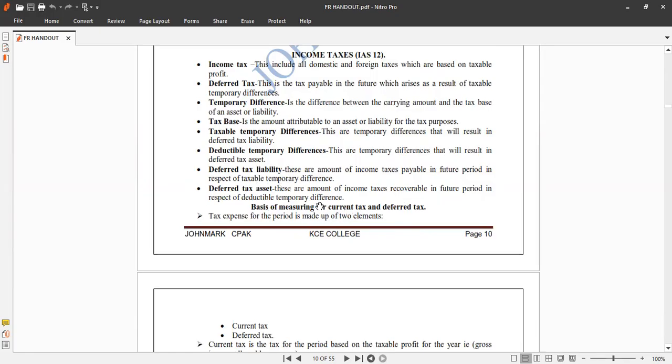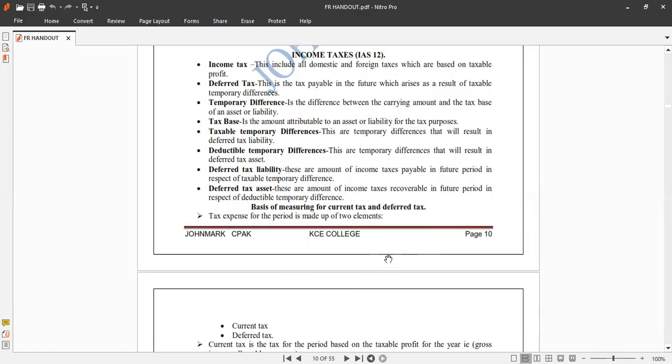Then we have the basis of measuring current tax and deferred tax. Note that, this is preparing us for the next topic, the published financial statement. The tax expense is made up of two elements. One is the current tax. The current tax is just the tax for the period; you take 30%. And then we have deferred tax. For deferred tax, you look at the provision.